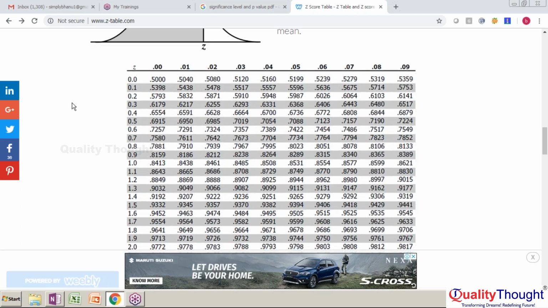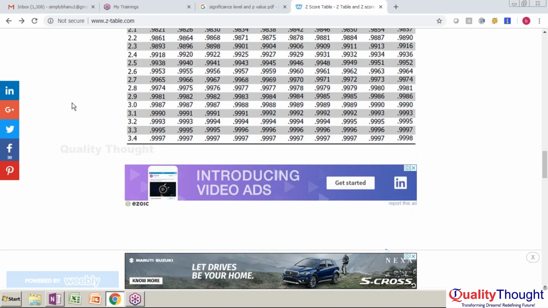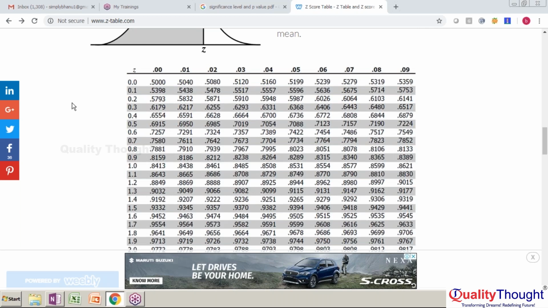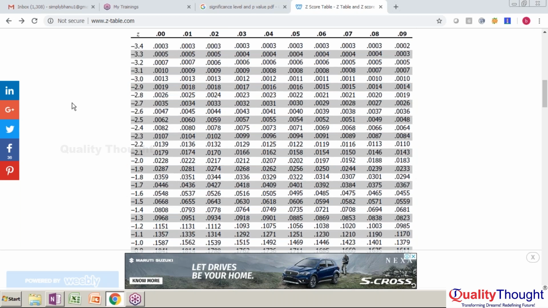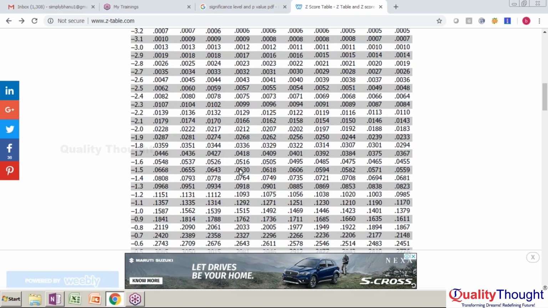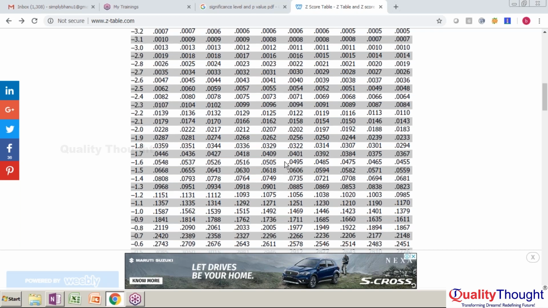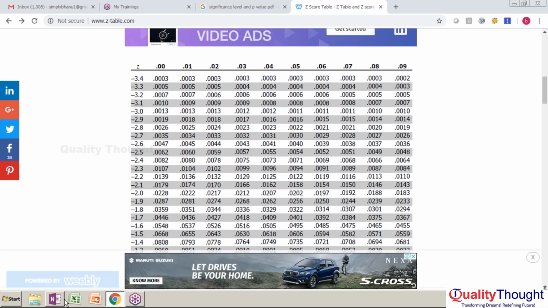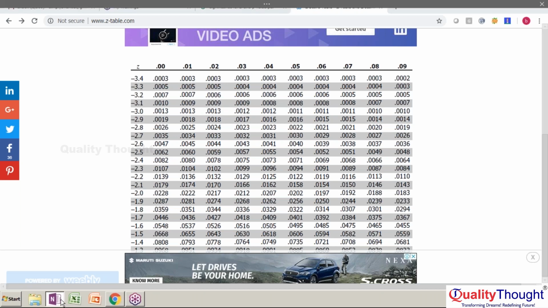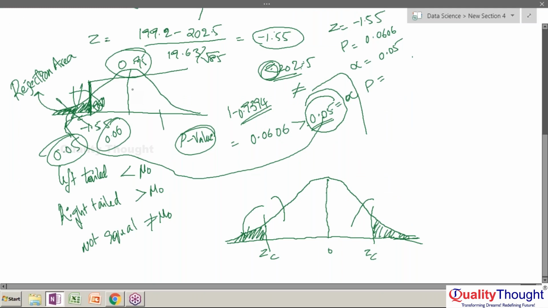Let me show you. By taking an average of these two, right or wrong? What is the answer? Minus 1.645. Why? Because you need to take an average of these two, right or wrong? Minus 1.645 is definitely going to be the Z score value.